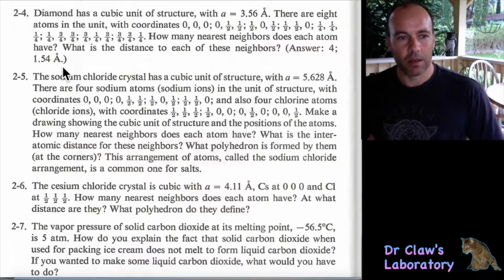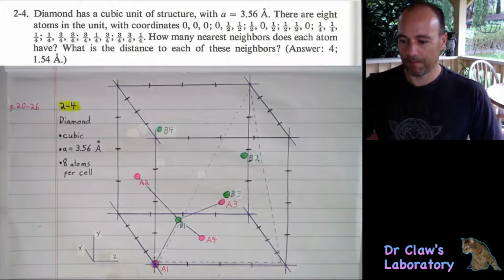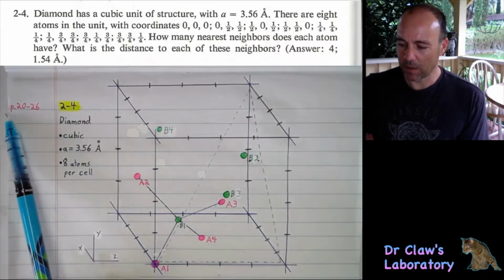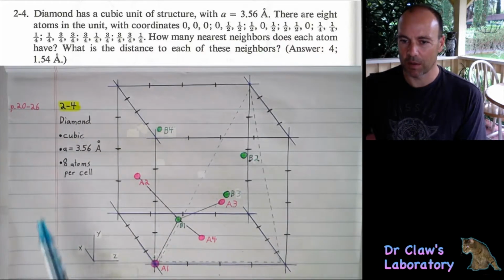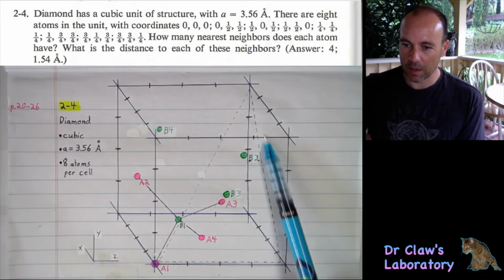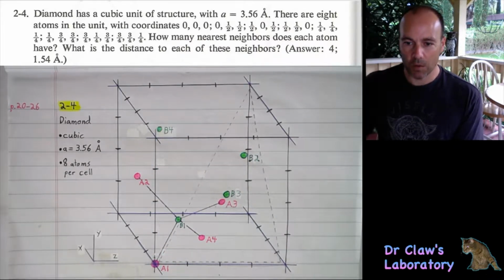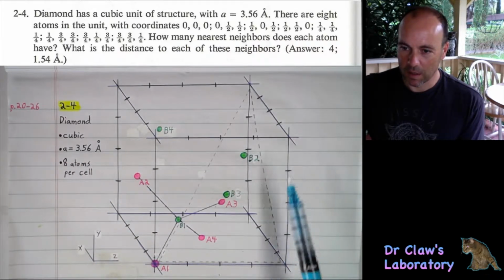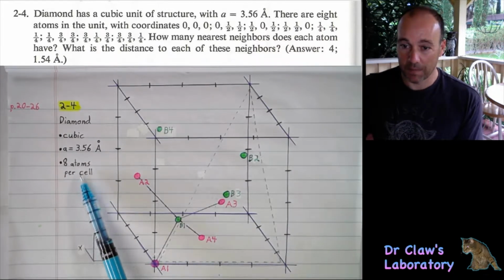So let's check out this unit cell. I've drawn it here for you. Now, problem 4 also references the same page numbers in the textbook. 20 to 26 discusses crystal structures. And here is the unit cell with all 8 atoms drawn to those coordinates. So the edge length is 3.56 in all directions. And there are 8 atoms per unit cell.